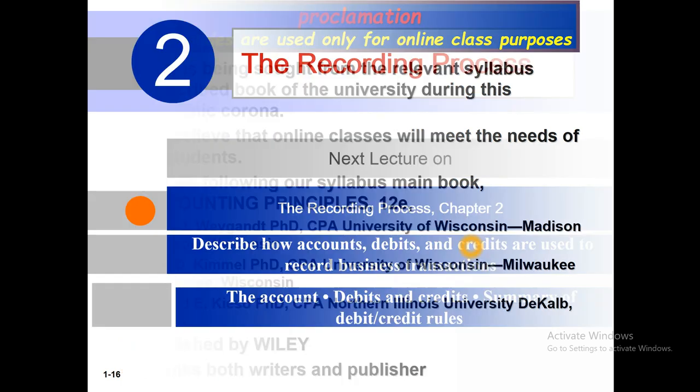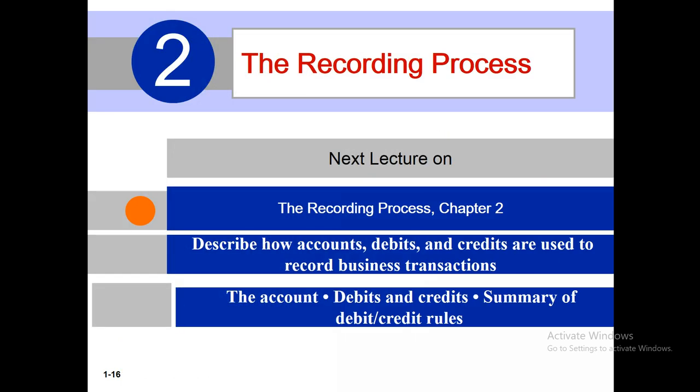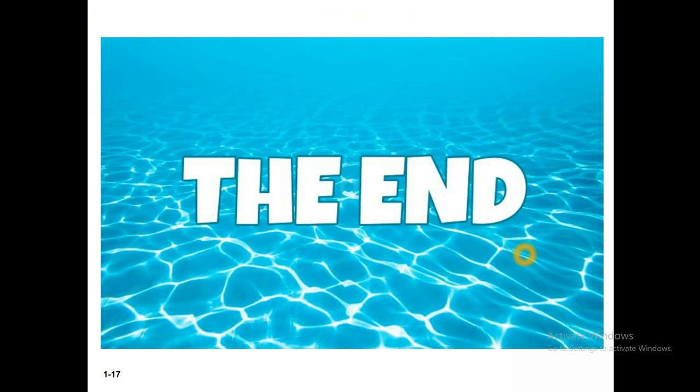That's all. So our next class, or our next lecture, is on the recording process, chapter 2. Here we will describe how accounts, debits and credits are used to record business transactions. Okay, the account, debits and credits, summary of debit and credit rules. Okay, thank you so much.